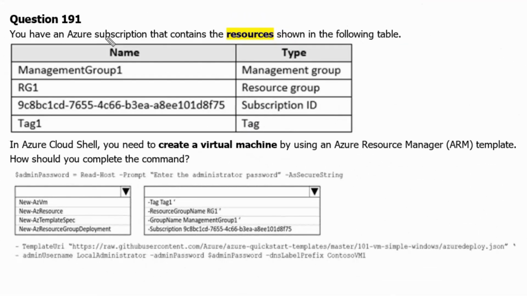Question 191. You have an Azure subscription that contains the resources shown in the following table. We do have one subscription. That subscription has a management group and one resource group, and it is having a tag as well, tag 1. In Azure Cloud Shell, you need to create a virtual machine by using an Azure Resource Manager template. How should you complete the command?